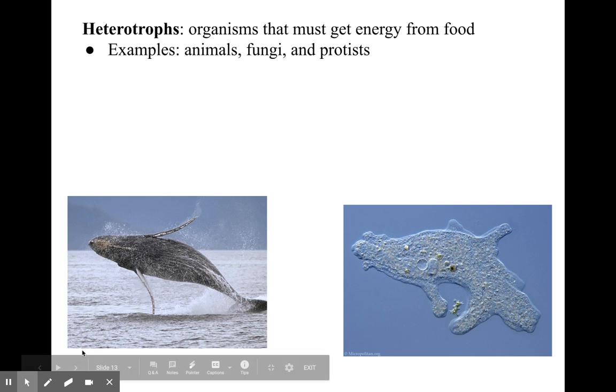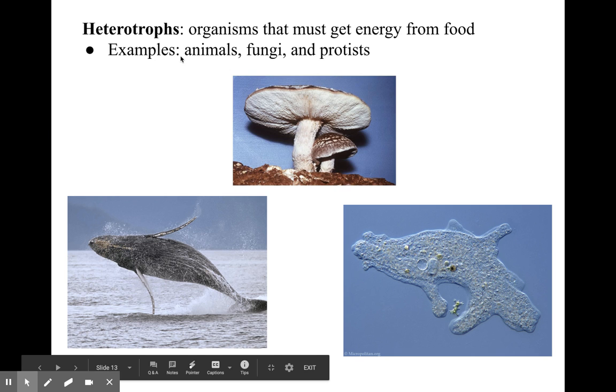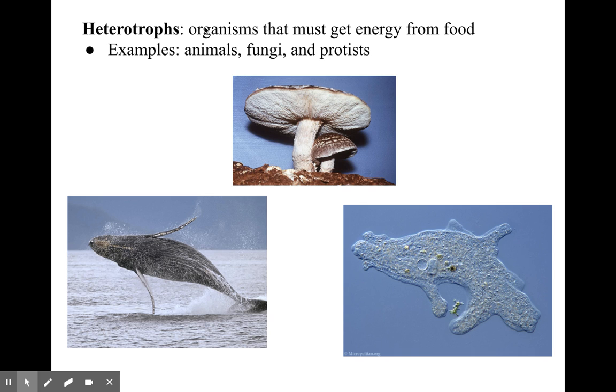Now, the other one is called heterotroph. Heterotroph means different feeding. It just means that you and I and other organisms have to get our energy from food, which means we have to go find food from something else and get that food, right? So examples of this are animals. All those animal cells, they are heterotrophs.